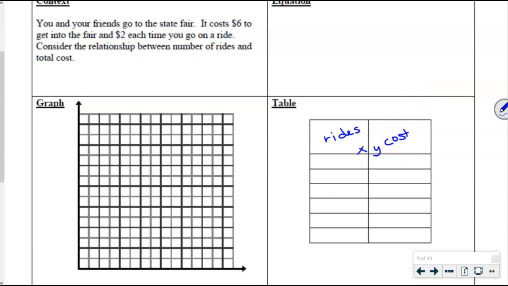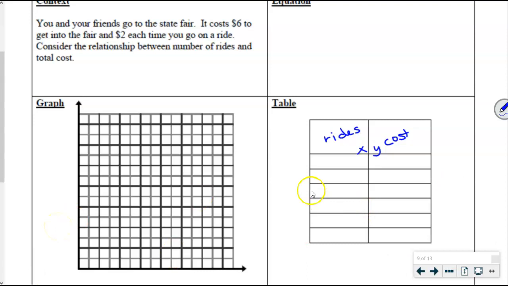All right. Okay, Weston, let's hear it. So the reason why rides is on the x-axis is because they're switching between rides every time. And the number of rides is going to change, and that's going to influence the cost, right? Okay, great job, great discussion. Now let's start filling it in.